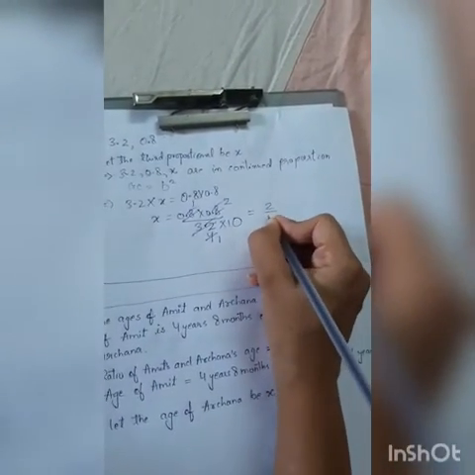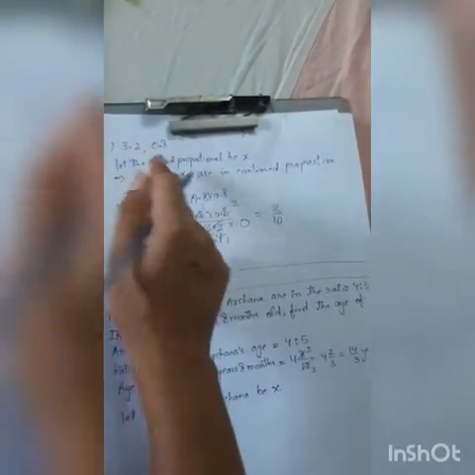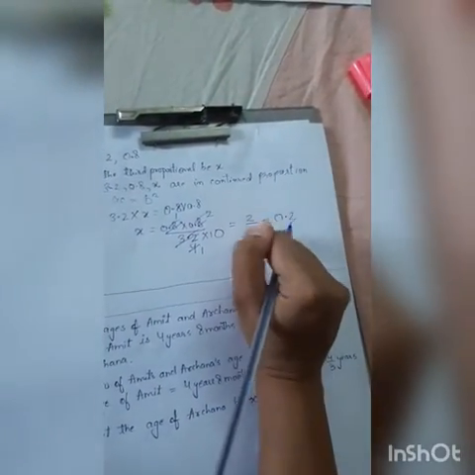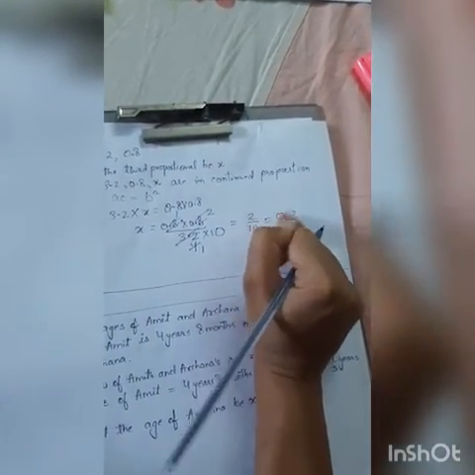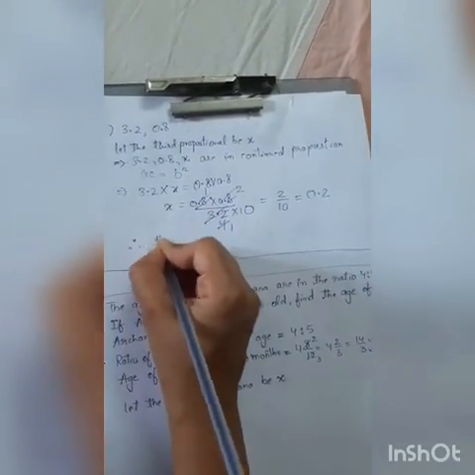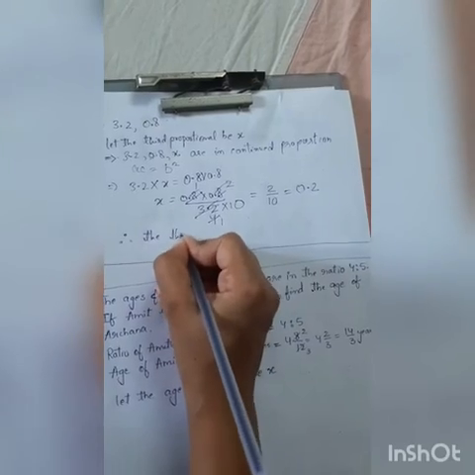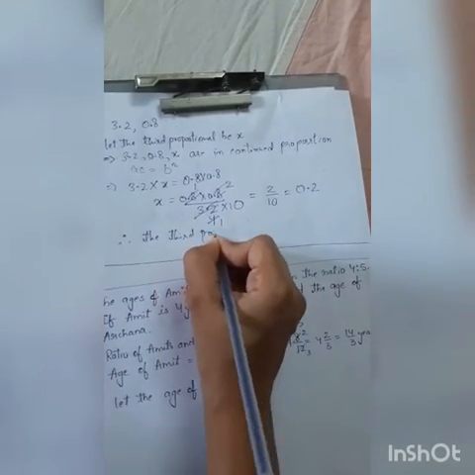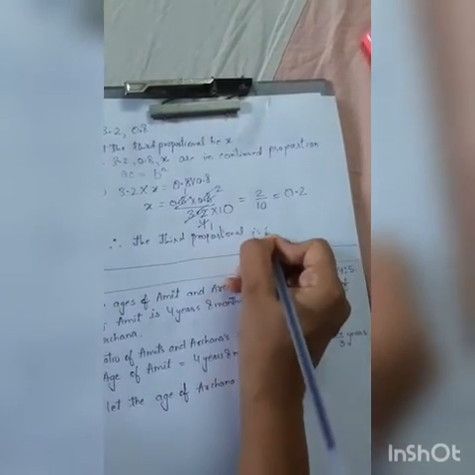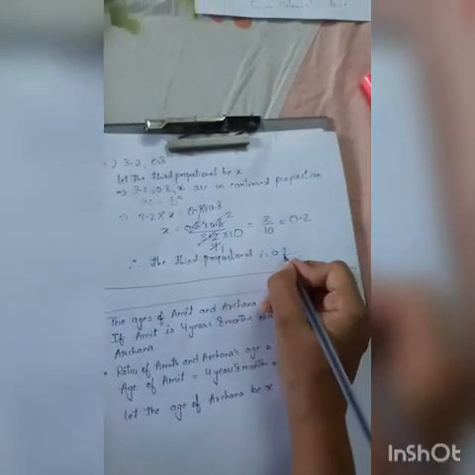But because in my question all the terms were in decimal, I will prefer writing 2/10 as 0.2, because there is one 0 in the denominator, so one decimal place will come. Therefore, the third proportional is 0.2. Okay, so we can just do this.